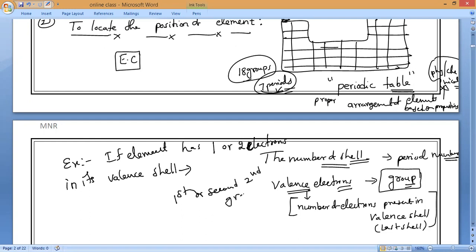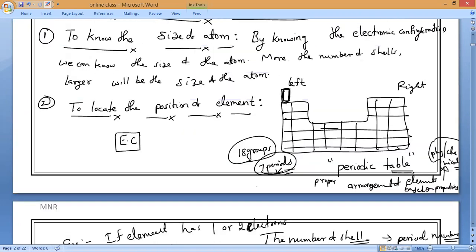So what is the first and second group? Where will it come, left side or right side? Everybody remember 1, 2, like that, then 13, 14, 15, 16, 17, and last you will get 18. You have to remember from 13; groups 3 to 12 come in between, and 13 also comes after them.